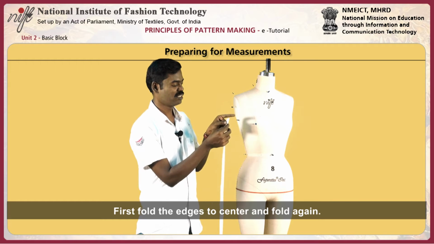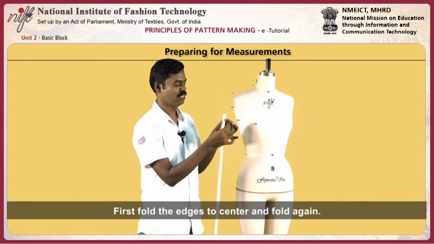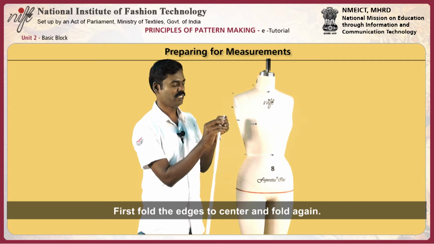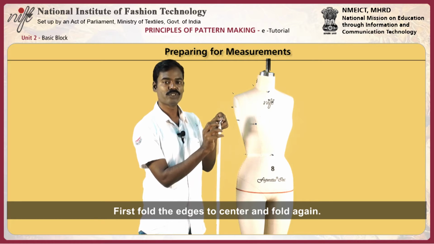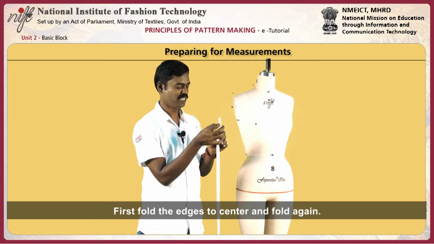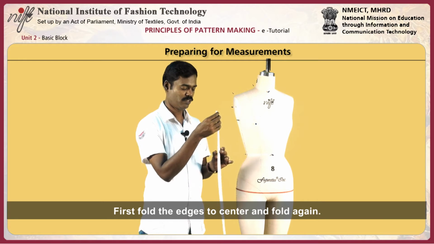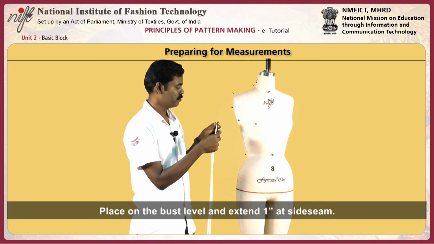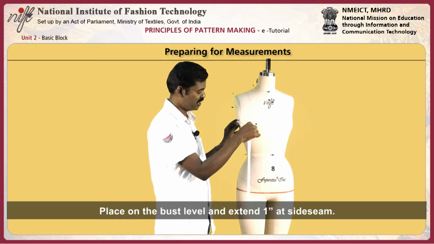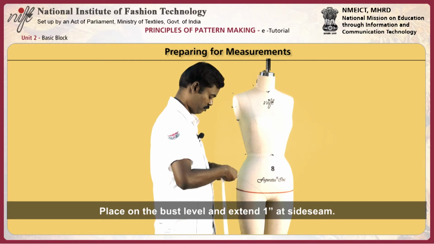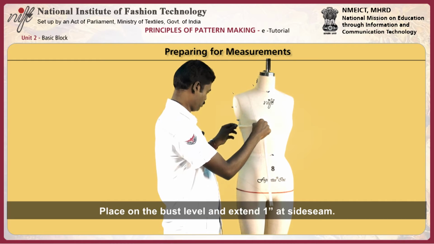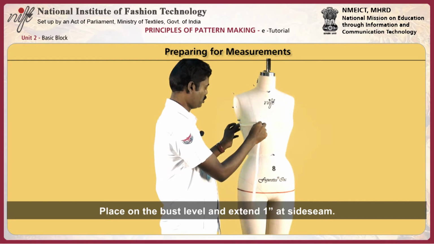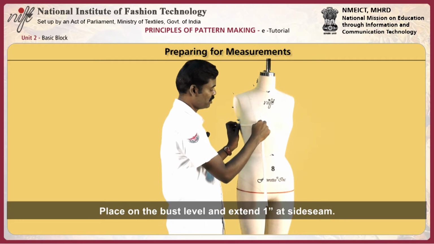in the middle first, then fold again so that the raw edges go inside, then the other side also fold to the middle, then close it. So it will make 4 layers of muslin fabric. Fold together and keep on the bust level. It should go at least 1 inch extra at the side seam.